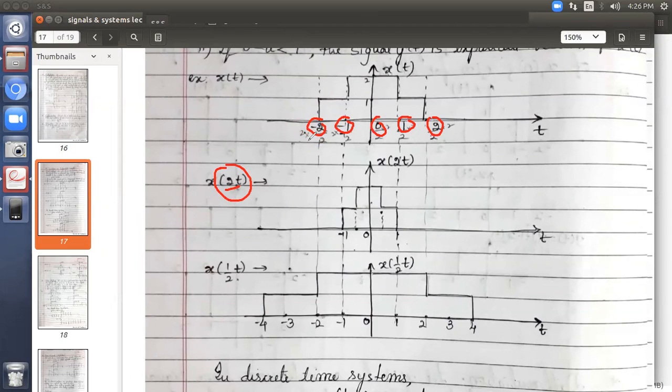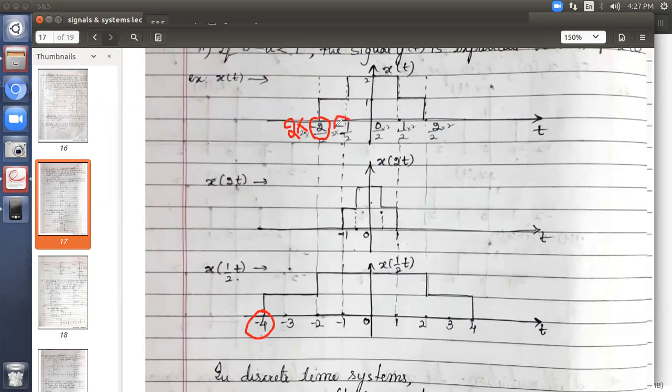Whatever factor you have, just divide it by that. This will go to the numerator, that is 2. This 2 you multiply to all the times. How will you do that? The first value is minus 2. Minus 2 into 2 will be minus 4. So that's the left side range, minus 4.